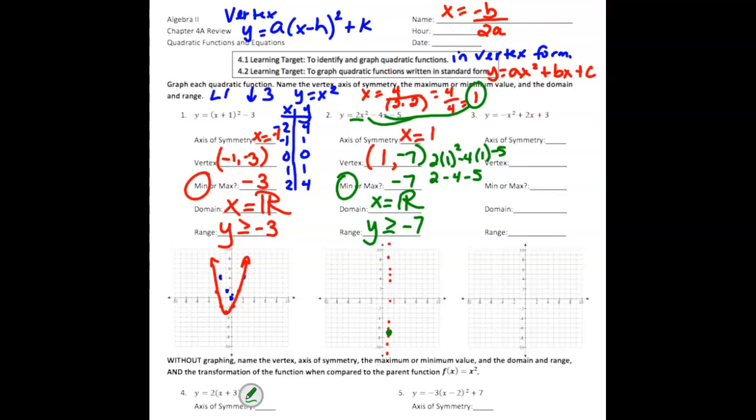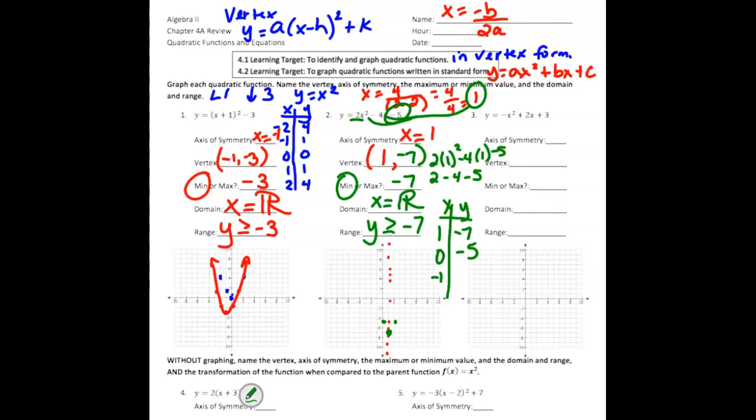Now, to get our coordinates for the other points, we made a table and we looked at our vertex was at 1, negative 7. We found the y-intercept, which is what we get when we put 0 in. We're just going to end up with our constant term of negative 5. So let's go ahead and plot 0, negative 5. We can reflect it over the line of symmetry. And then we're going to find one more point. Let's go ahead and put a negative 1 in.